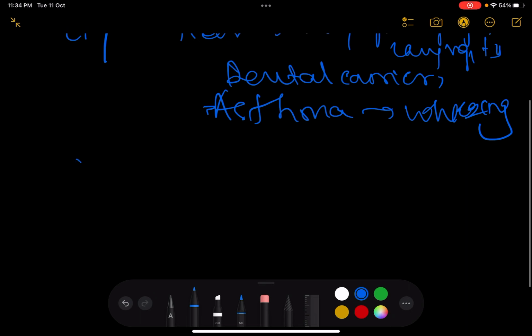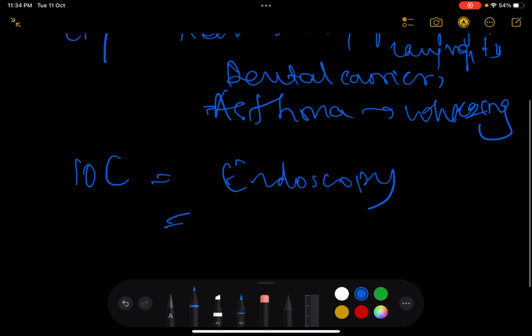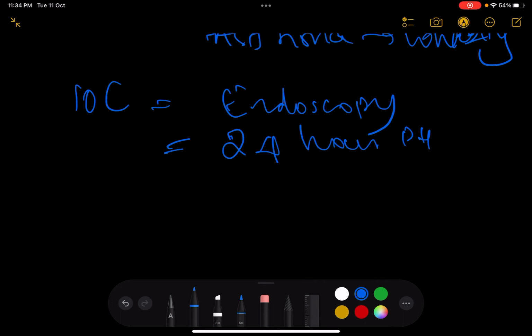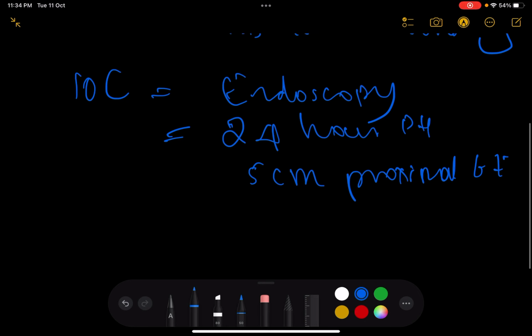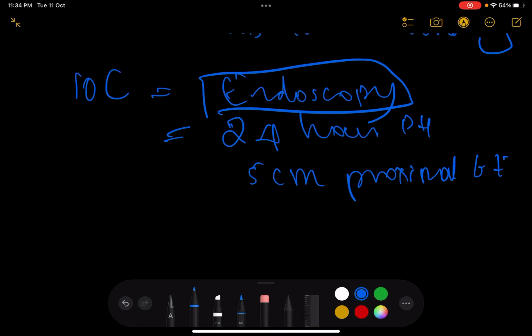Now, if you want to investigate this, how do you do it? You just do an endoscopy, you see the lining change, or you do a 24-hour pH monitoring. You put a tube 5 centimeter distal, 5 centimeter proximal to the GE junction, and you measure the pH regularly. That is more cumbersome compared to an endoscopy, so definitely you do an endoscopy.